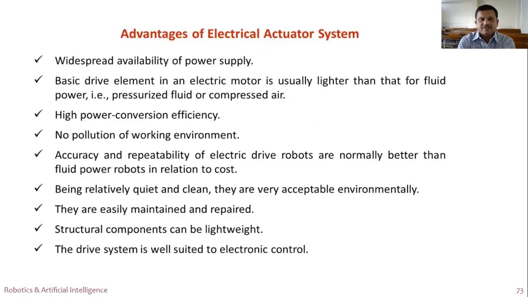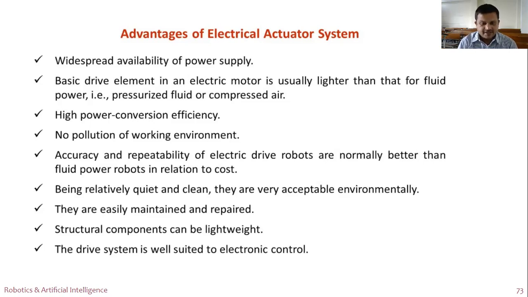Advantage of electrical actuator system: widespread availability of power supply. The basic drive element in an electric motor is usually lighter than that for fluid power, that is, pressurized fluid or compressed air. High power conversion efficiency, no pollution of working environment. Accuracy and repeatability of electric drive robots are normally better than fluid power robots in relation to cost. Being relatively quiet and clean, they are very acceptable environmentally.